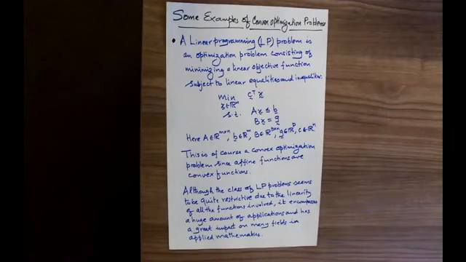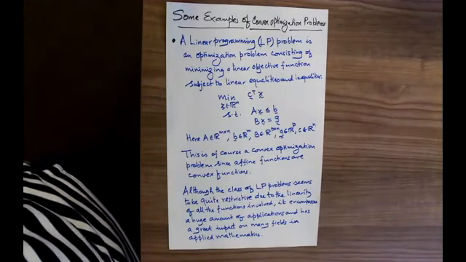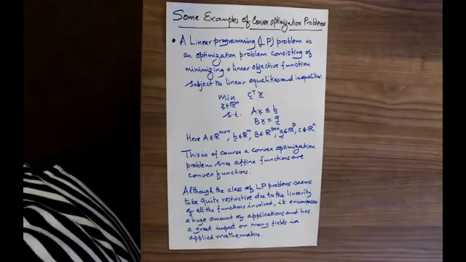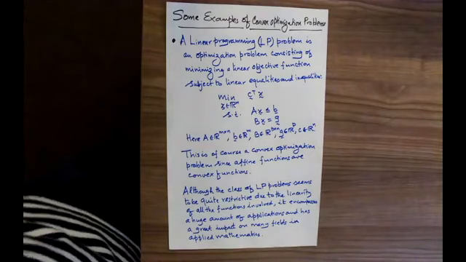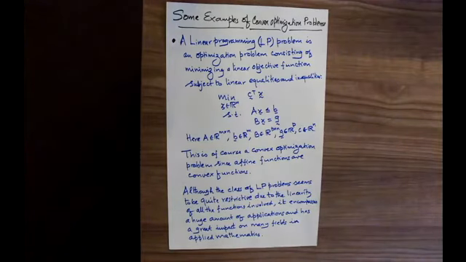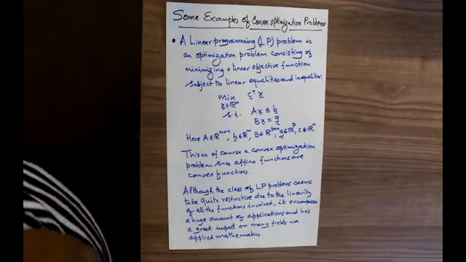So let's first start with the linear programming problem. It's an optimization problem consisting of minimizing a linear objective function subject to linear equalities and inequalities. So in this course, we focused on minimizing a nonlinear function subject to nonlinear equality and inequality constraints. So that's a more general class of problem than the linear problem.